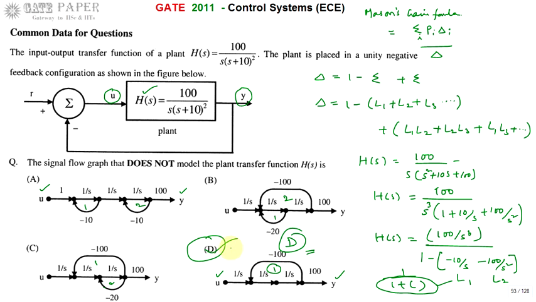You can check the H(s) implementation from these signal flow graphs using Mason's gain formula. I verified this, and you will also get the same function H(s) from these three loop gains. This is a simple fact. You can obtain the answer this way. So the right answer for this question is D, and we are not stopping here. We are going to continue with the second one because it is a common data question.